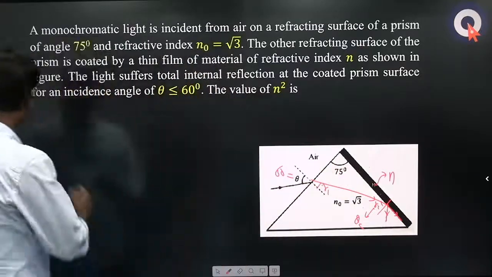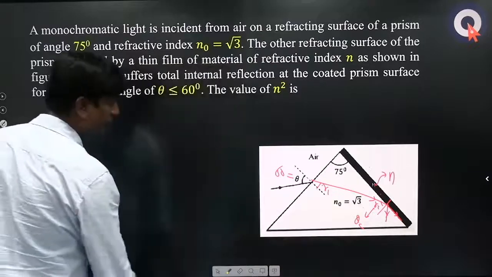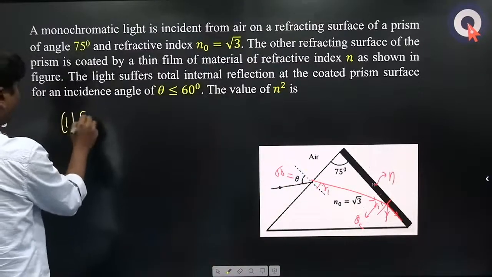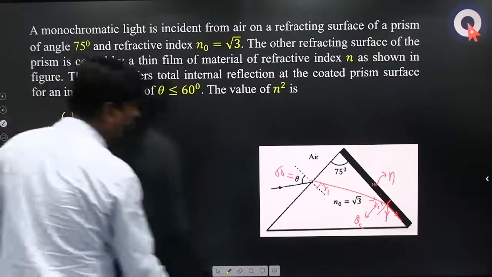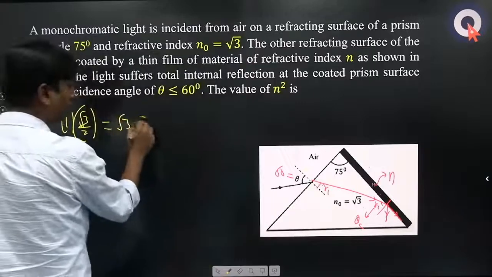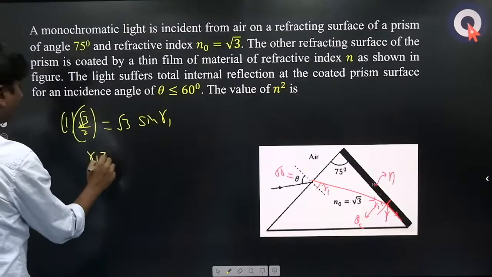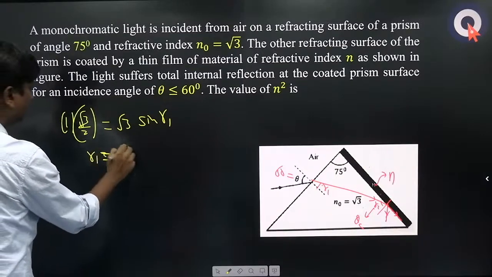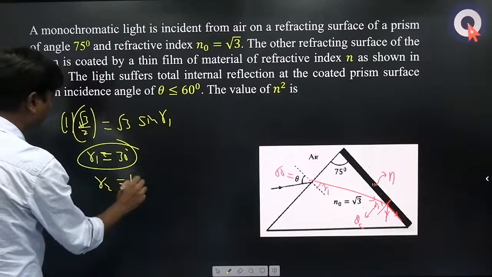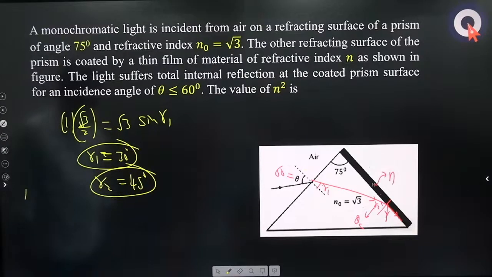So how do you calculate this value of R2? First you apply Snell's law between these two. 1 into sine 60 is equal to root 3 into sine of R1. R1 is 30. So this is 75, so R2 will become 45. That means the critical angle is 45 degrees, right? So the critical angle is 45.